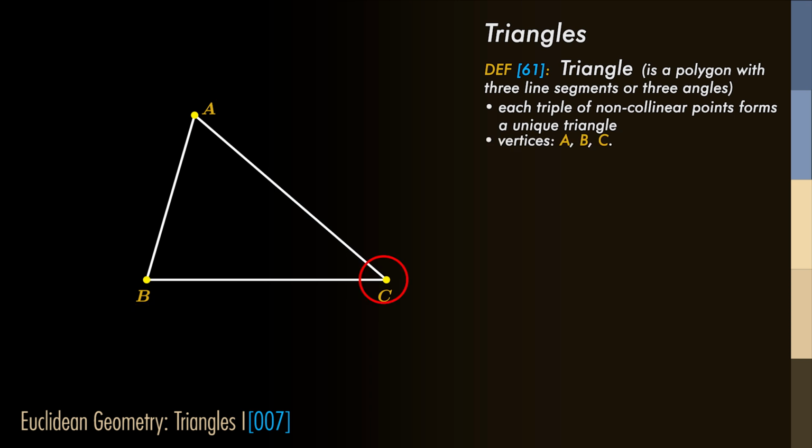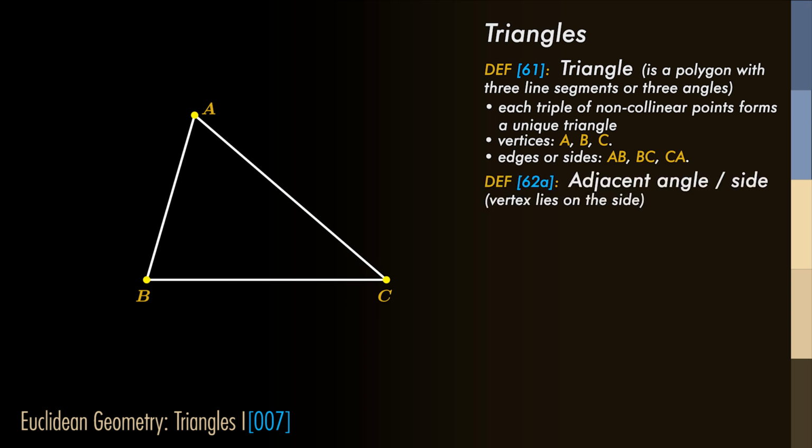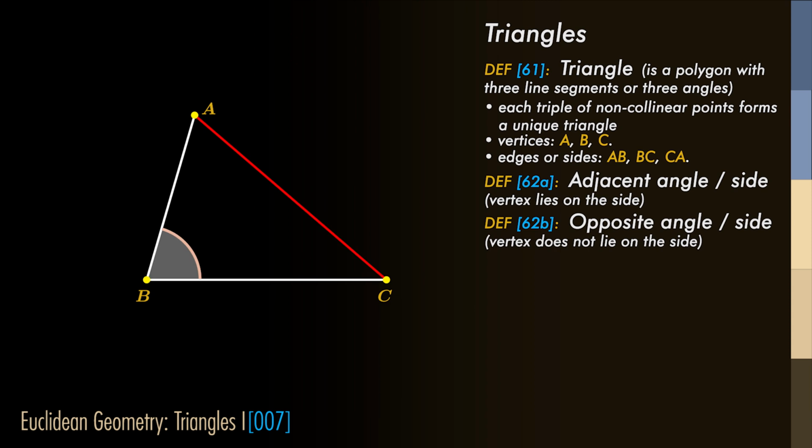A, B and C are the vertices of the triangle. AB, BC and CA are the edges or the sides of the triangle. A side and an angle are adjacent if the vertex lies on the side, for instance AC and angle A. A side and an angle are opposite if the vertex does not lie on the side, for instance AC and angle B.